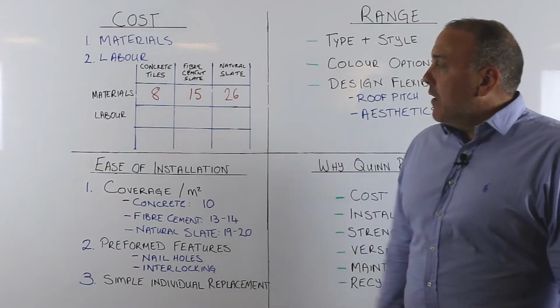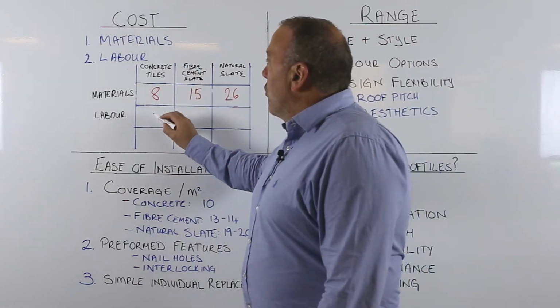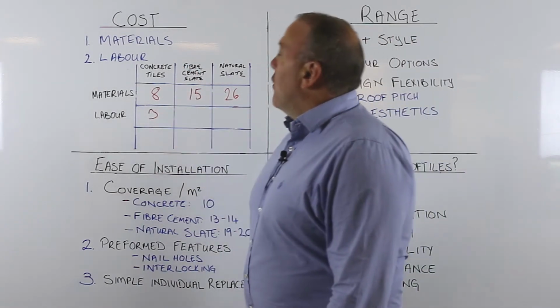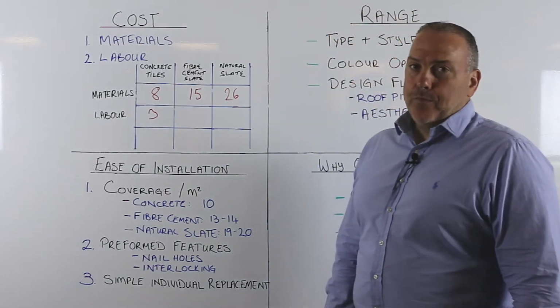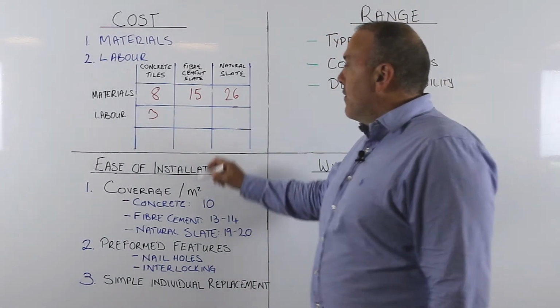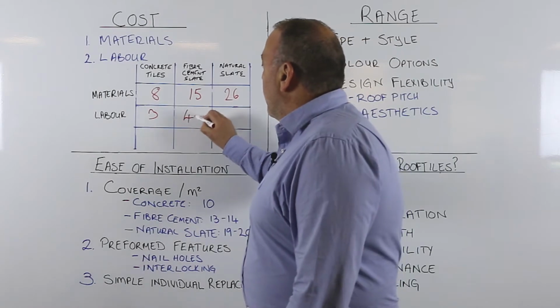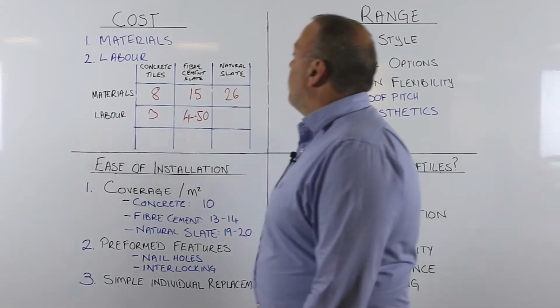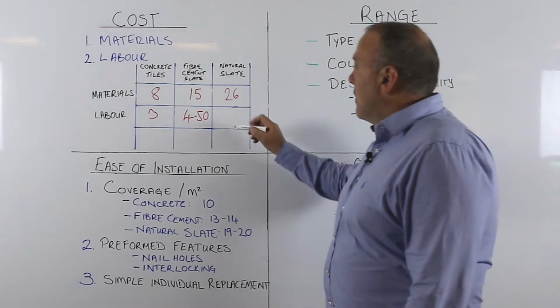For labour, for concrete tiles, £3 per square metre. Fibre cement slate, £4.50. Natural slate, £6.